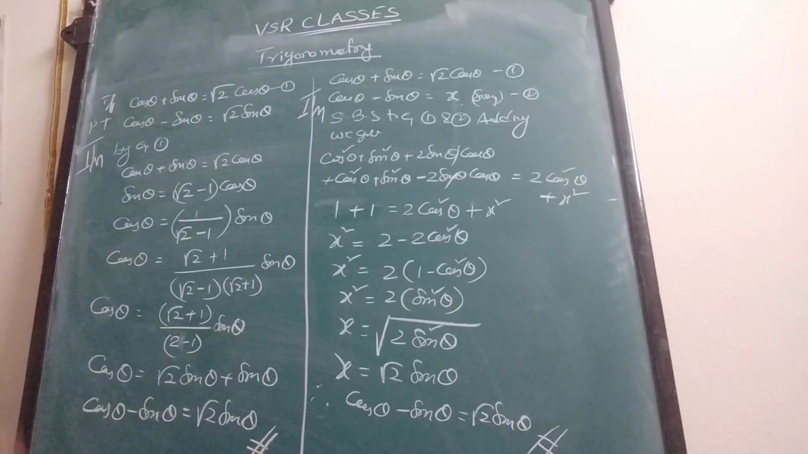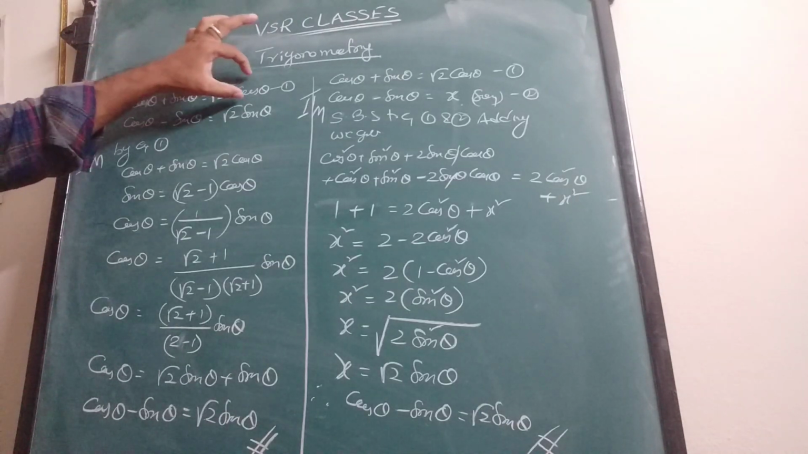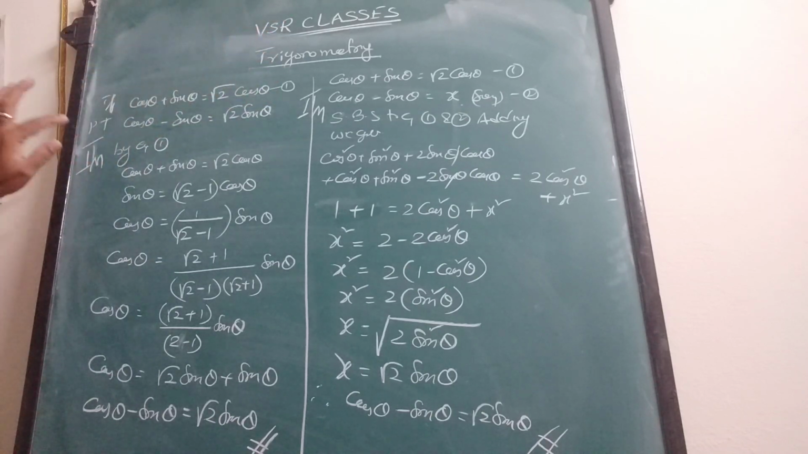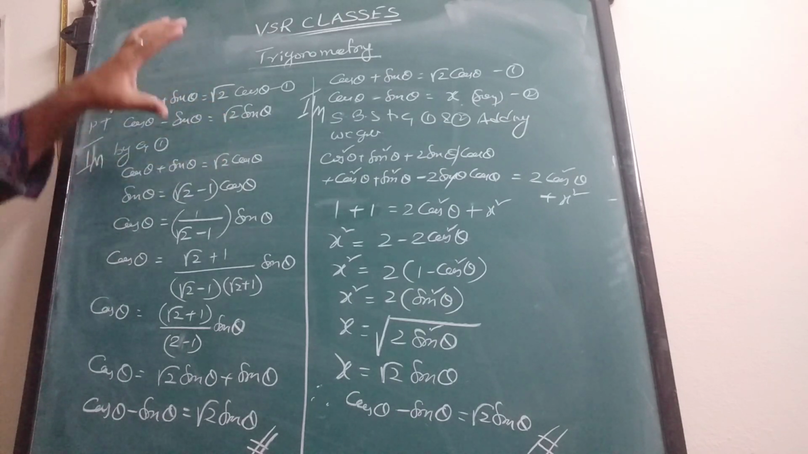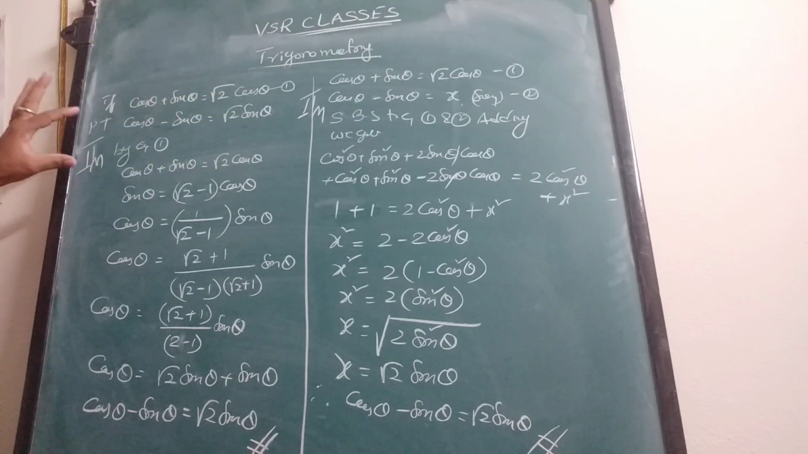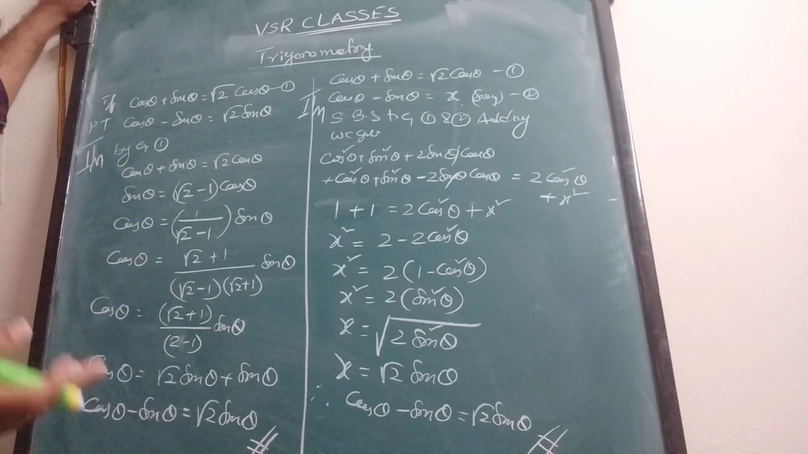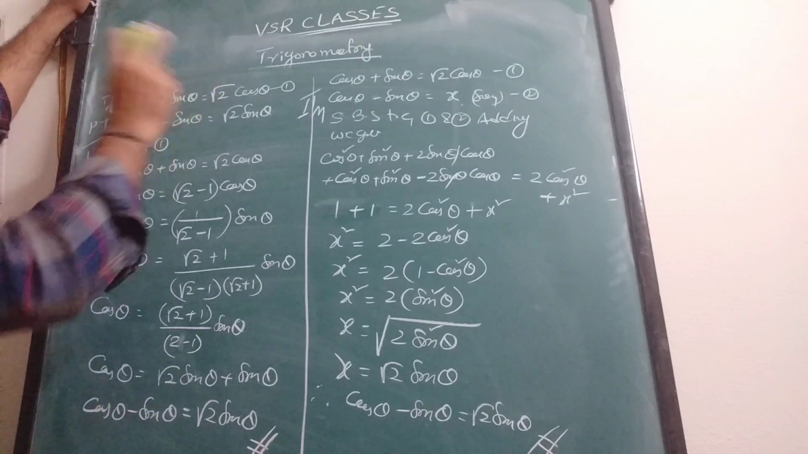Okay, listen children. If cos theta plus sin theta is equal to root 2 cos theta, if this value is equal to root 2 cos theta, prove that cos theta minus sin theta is equal to root 2 sin theta. Like this we have to prove. This is the first method and that is the second method. You can do any method, you will get the same answer.